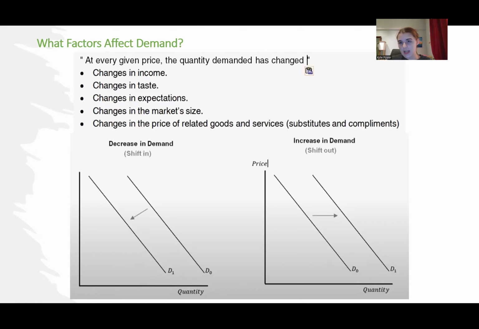What we're going to see is that there are only certain ways that demand is really going to shift. If we have a decrease in demand, we're going to see it shift inwards, over to the left. If we have an increase in demand, we're going to see it shift outwards, over to the right. So it's going to increase or decrease, and all our points are going to shift over.